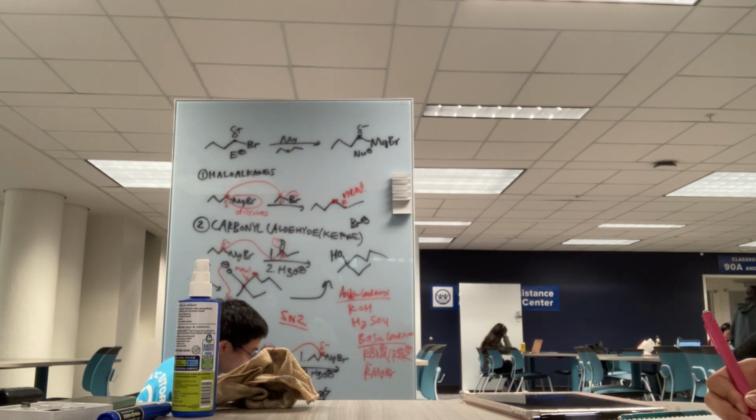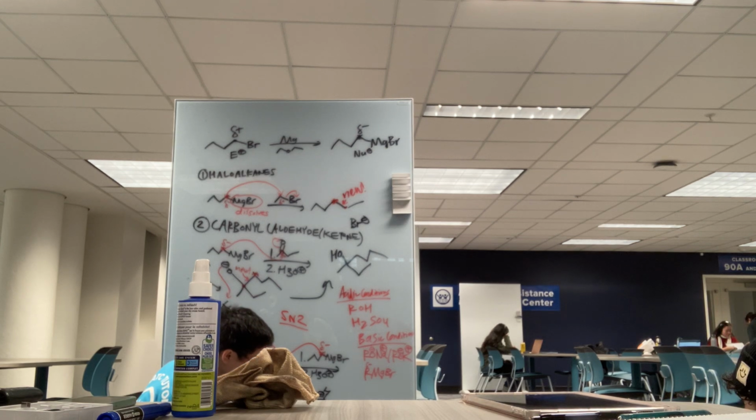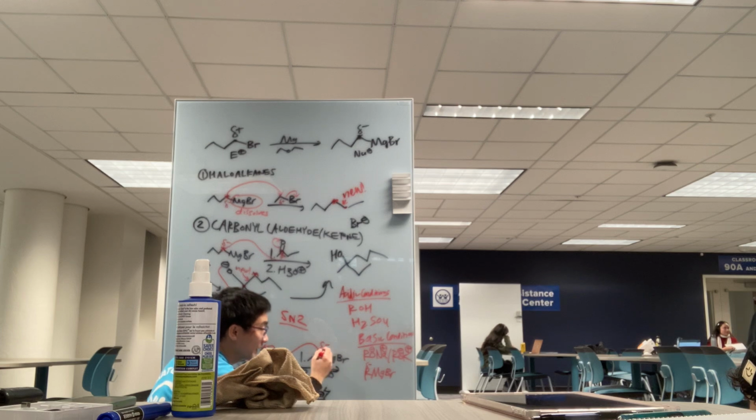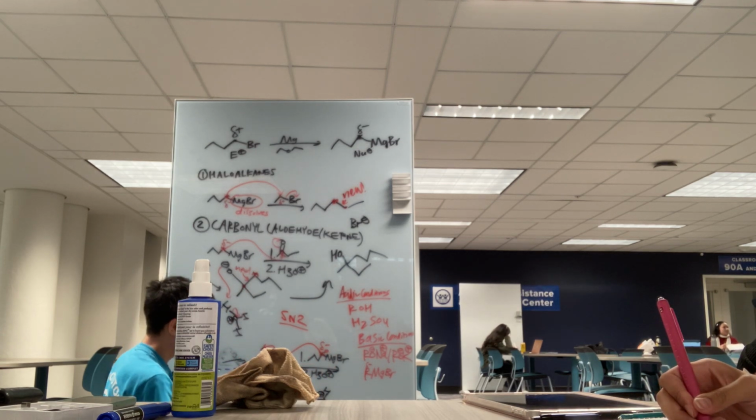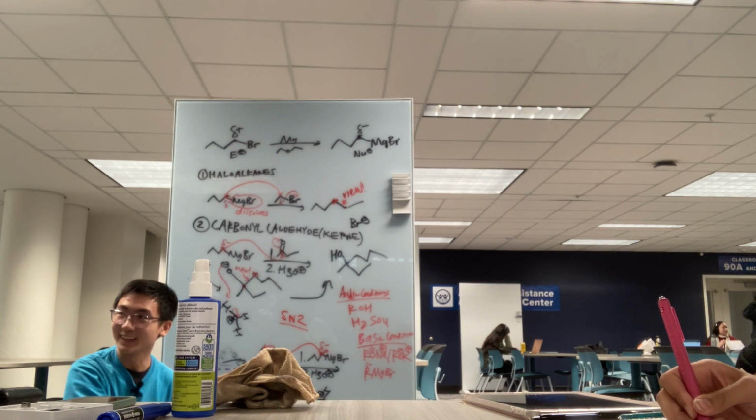I'm just confused where that extra bond came from. Oh, this extra bond right here? Yeah, so those 2 electrons came from the 2 electrons on that carbon right there. Think of it as a pair of electrons on that carbon with the Grignard reagent, right? Yeah, that's good. Good questions.